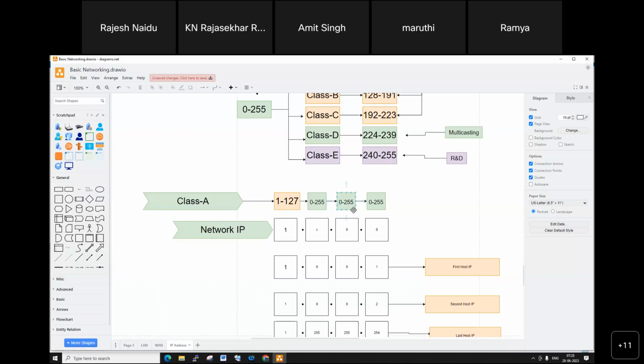Somebody asking a question? Rajshekar, you are asking a question? No, not Rajesh. No? Oh, right, sir.